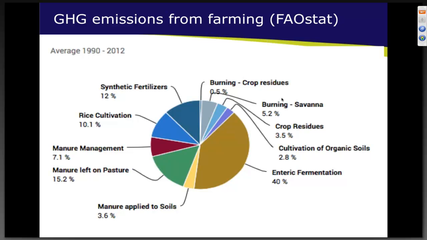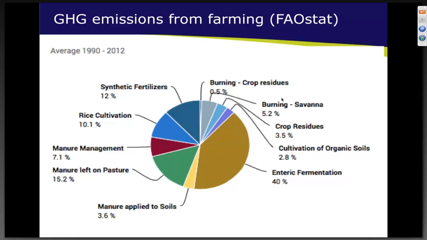But there is an efficiency that can be improved. There's still a 10 to 15% reduction of that possible with efficiency improvements. And there's other big chunks. There's fertilizers, which leads to emissions of nitrous oxide. There's methane from rice cultivation. There's methane from manure management and pasture. And of course there's CO2 from burning.